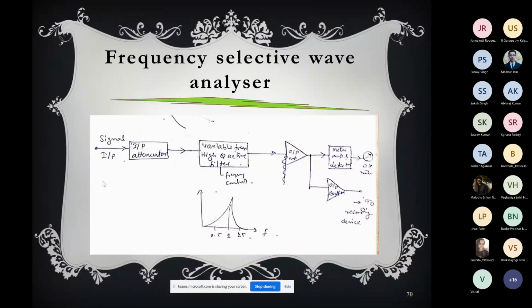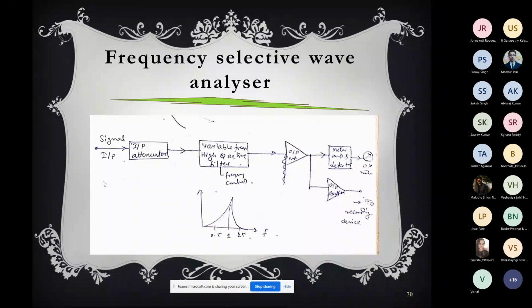Variable frequency means you can select the frequency, and frequency selective means you have to select the filter of that frequency, and it is a high Q active filter. So here you must have an active filter with high Q, from which you can select a variable frequency band, and ultimately it will display the voltage versus frequency in this frequency band.